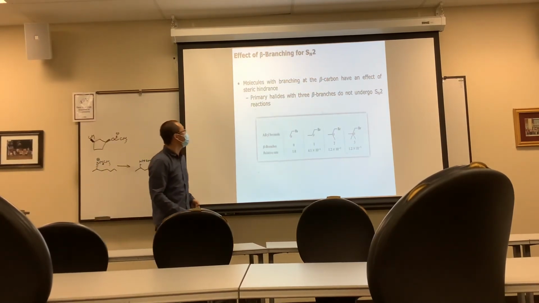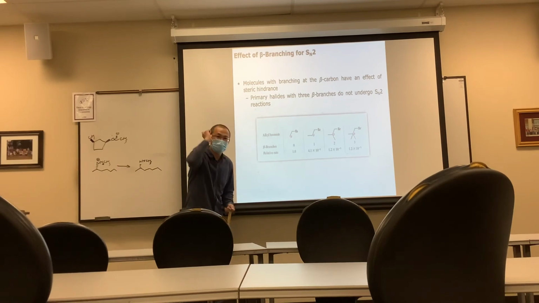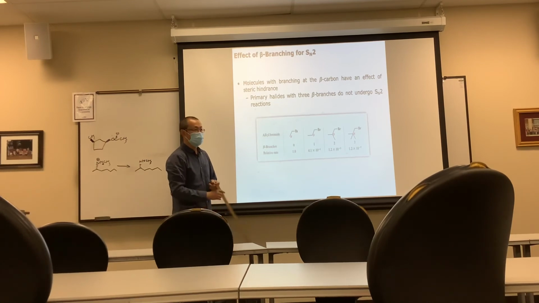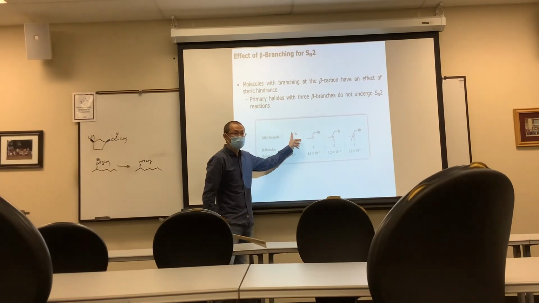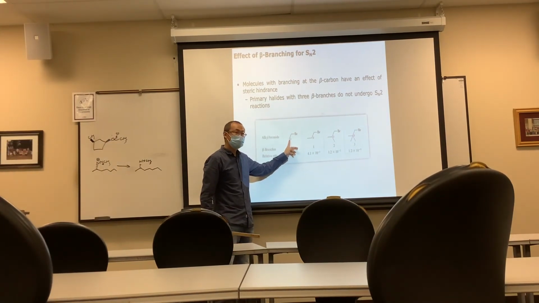Steric hindrance not only happens on the electrophilic carbon itself, sometimes the branches on the beta carbon also will have an effect. What does beta mean? If we call the carbon of the electrophile the alpha carbon, the carbon next to it is called the beta carbon. Easy? May I understand, guys?